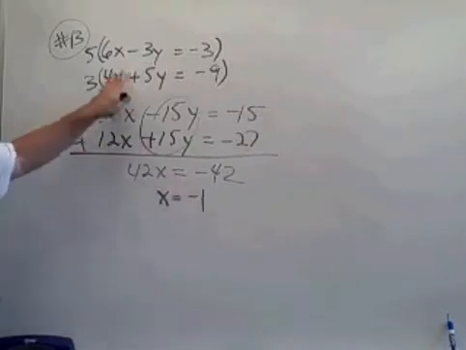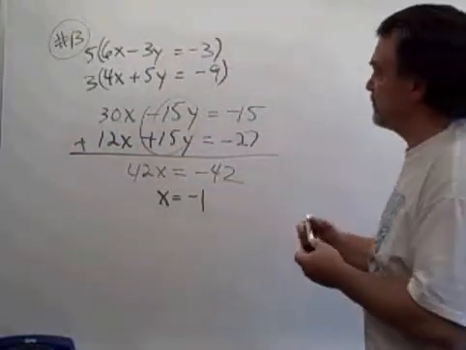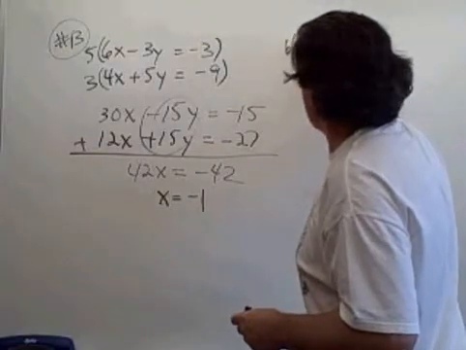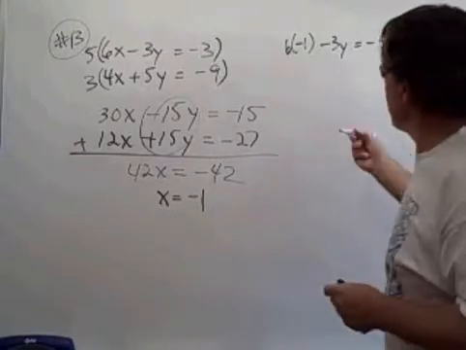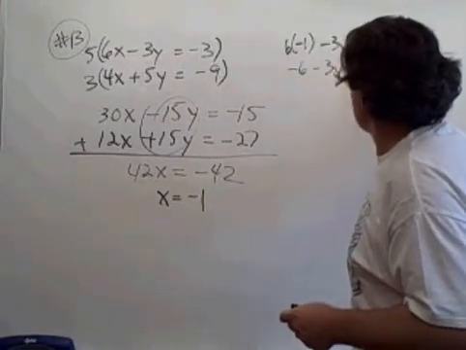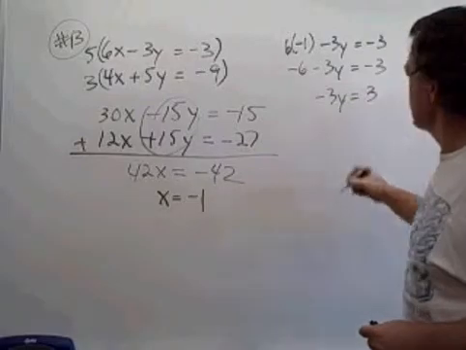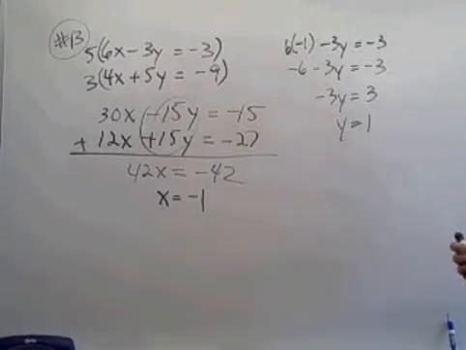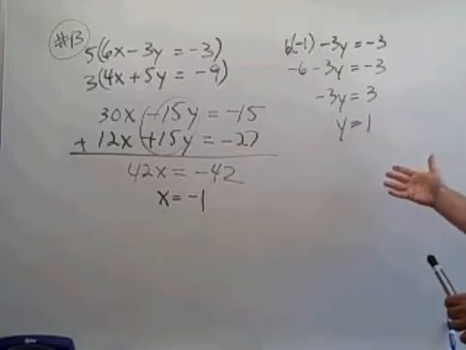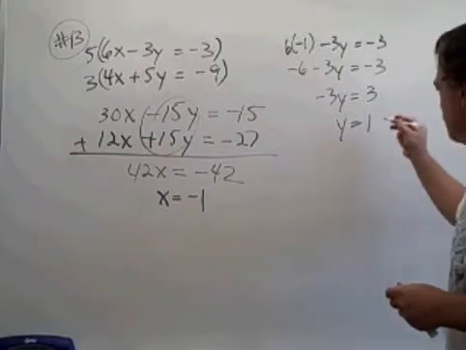And now we take that x value being negative 1, put it in place of x in one of the original equations, say that first equation, and we can solve for y. 6 times negative 1 is negative 6. If I then add 6 to both sides and divide both sides by negative 3, I get the solution that y equals 1. And we have our solutions to the ordered pairs. Excuse me, I get y equals negative 1.